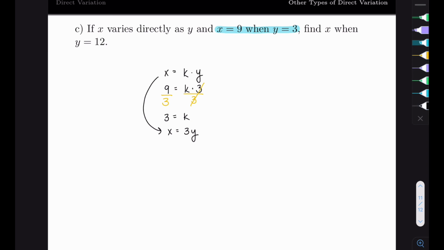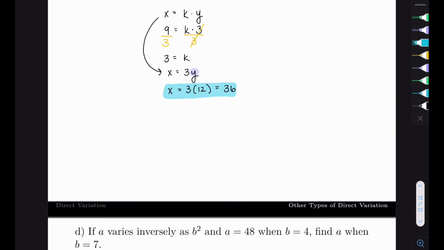And our real question is, we want to find what does X equal when Y equals 12. So we just go ahead and plug that back in for Y, which tells us X is equal to 3 times 12, which is 36. So this is what X must equal when Y equals 12.